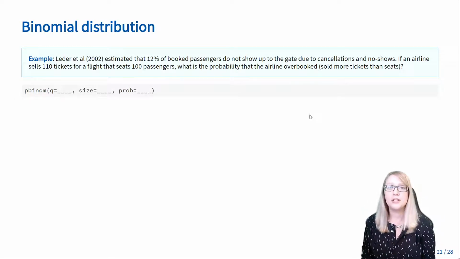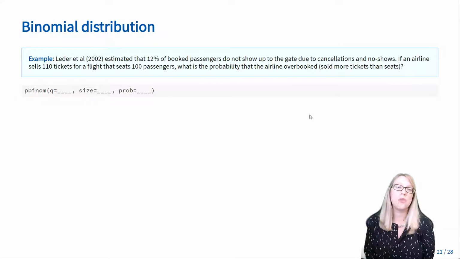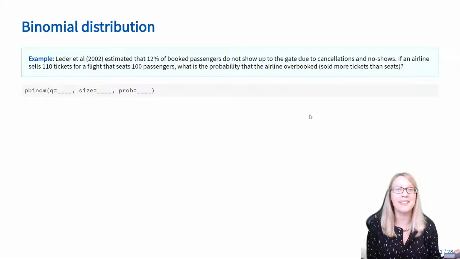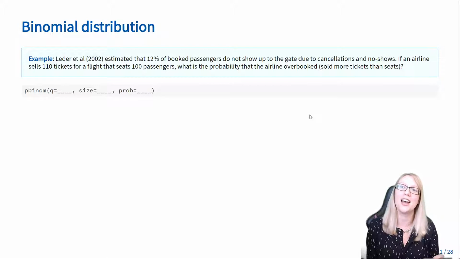Lettau et al., in a 2002 paper, estimated that 12% of booked passengers do not show up to the gate due to cancellations or no-shows. So let's say that an airline plans to sell 110 tickets for a flight that seats only 100 passengers. You've probably seen this happen at the airport before. The gate attendants tell you that the flight is overbooked. They're asking for volunteers to take another flight. What's the probability in this situation that this might happen?